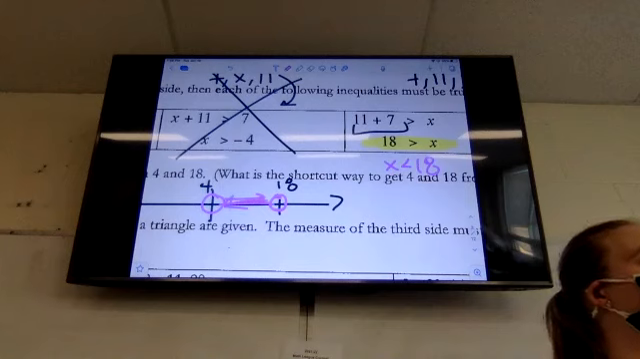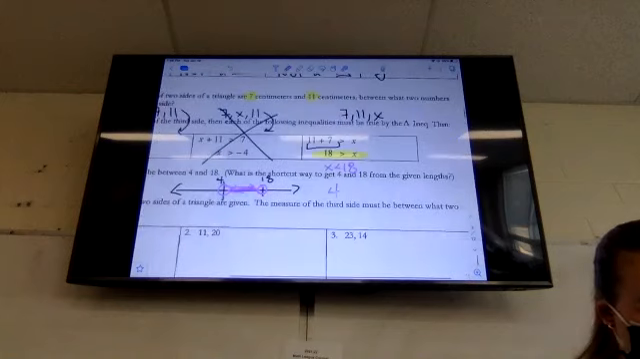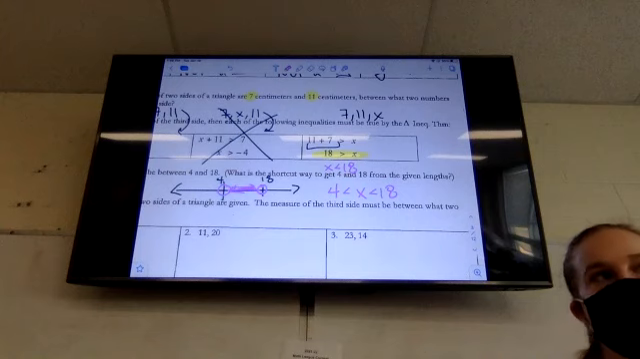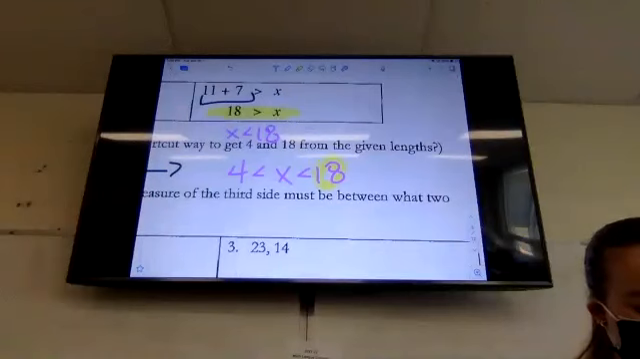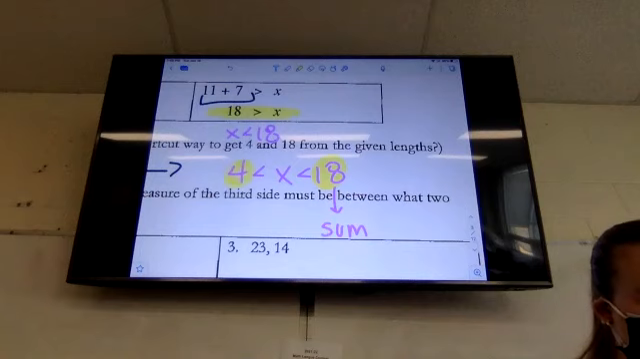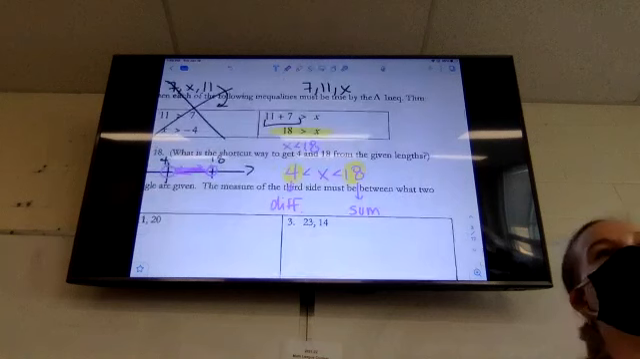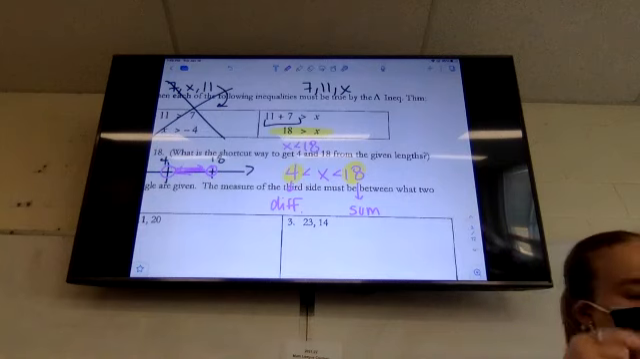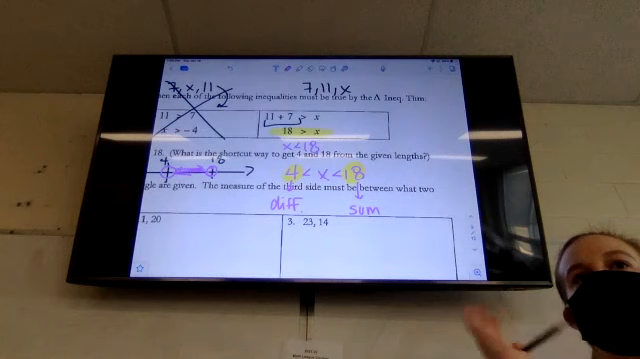Okay, shortcut for all of this. The two numbers that X must be in between come from the sum of the two numbers given to you and the difference of the two numbers given to you. Okay, so the sum, 18, was if we did 7 plus 11. So that's the sum of the two numbers. 4 came from the difference between them. 11 minus 7 is my difference. So if I give you two sides and say, what number should the third side be in between? We do the sum, we do the difference, and then we just make a little inequality of all the numbers that go from the sum to the difference.